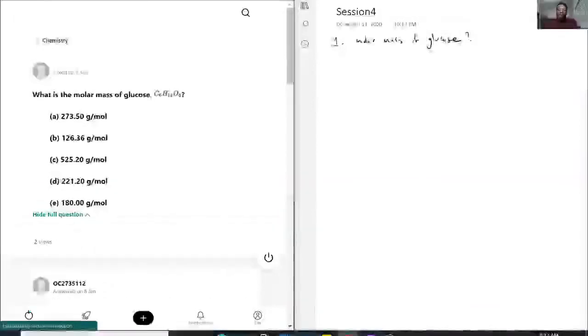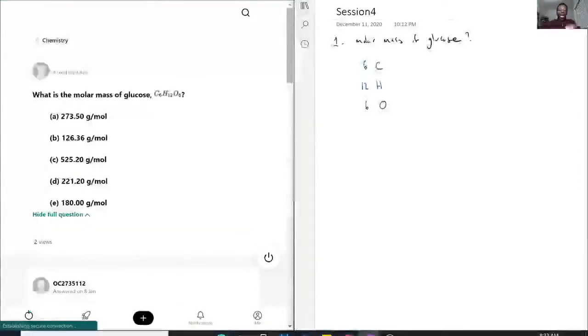So for these type of questions, the good news is that they did give you the atomic formula here. Okay, C6H12O6. To find the molar mass, you add the atomic mass units of every constituent. As you can see here, for glucose, we have 6 carbons, and 12 hydrogens, and then 6 oxygens.